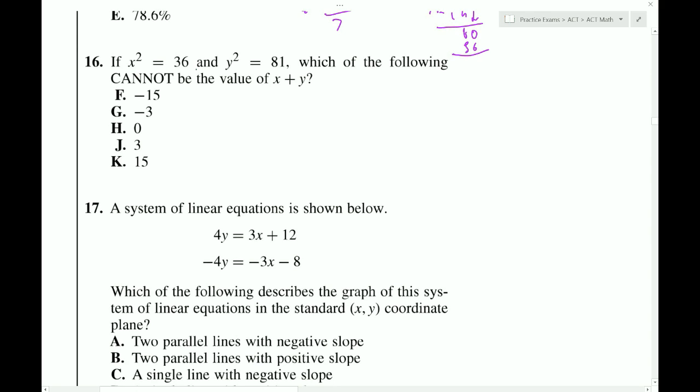If x squared equals 36 and y squared equals 81, which of the following cannot be the value of this? All right. So we know that if we take the square root of both sides here, we get x equals plus or minus 6, right? Plus or minus because, well, we don't know if it was a negative 6 that got squared to make 36. And similarly here, y would equal plus or minus 9. And of course, you should be familiar with all the perfect squares, but if you're not, you can use your calculator to determine that.